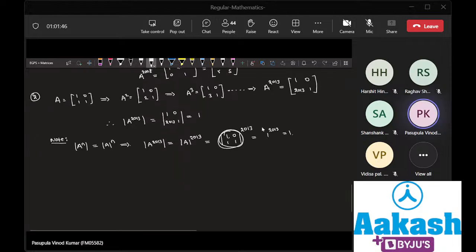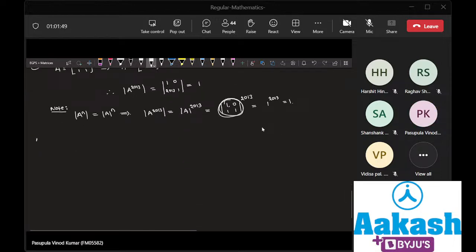Let us see the next one. Note here: what is the transpose of a matrix? Transpose of matrix A. How will we represent it? We represent it with A power T, and we read it as A transpose.